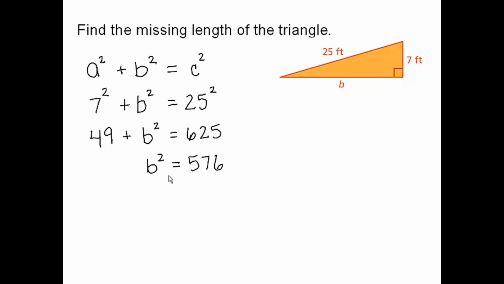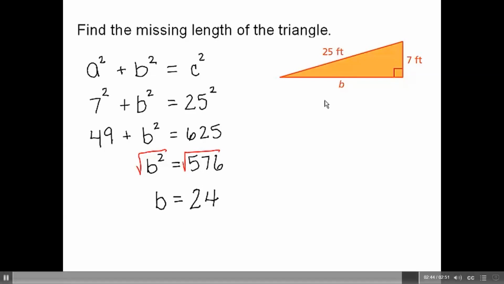Finally, to get B on the left-hand side of the equation, we need to get rid of the exponent. So we will take the positive square root of both sides of the equation. The square root of B squared is B, and the square root of 576 is the same as what number multiplied by itself is equal to 576. That number is 24. So we found that B is equal to 24. So the missing length is 24 feet.